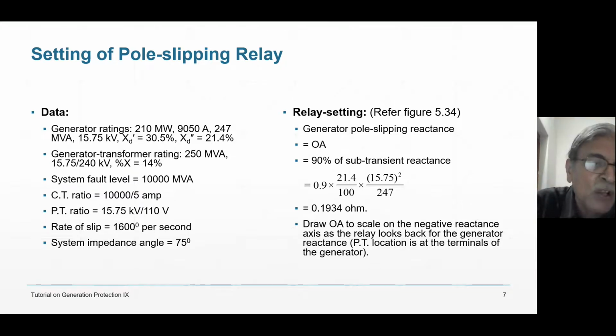System fault level is 10,000 MVA. The CT ratio that you are using at the generator terminal, because 9050 amperes is the current, is 10,000 by 5. The PT ratio is 15.75 kV to 210 volt, because the PT is also at the generator terminal. The rate of slip is 1600 degrees per second. You have to ask the generator manufacturer at what rate it will slip. So he has given 1600 degrees per second. System impedance angle is 75 degrees. That is the line. The system is at 75 degrees.